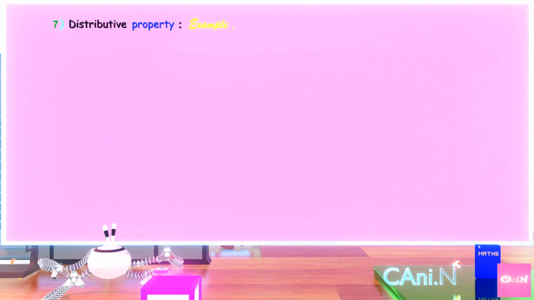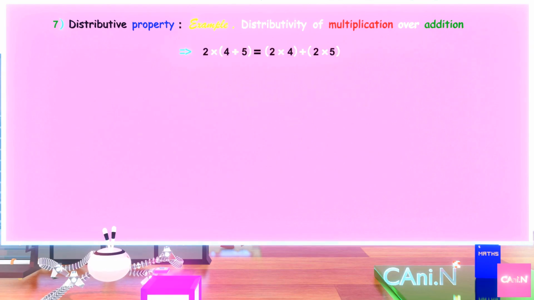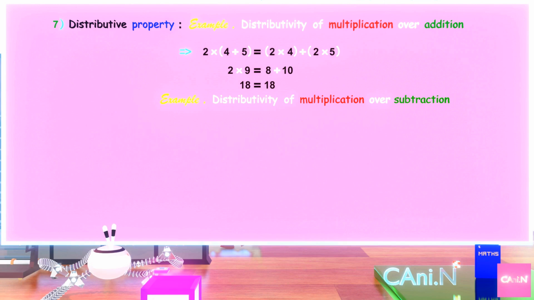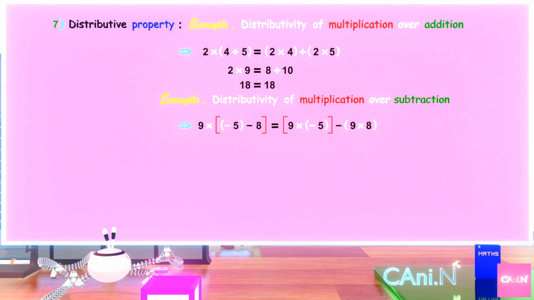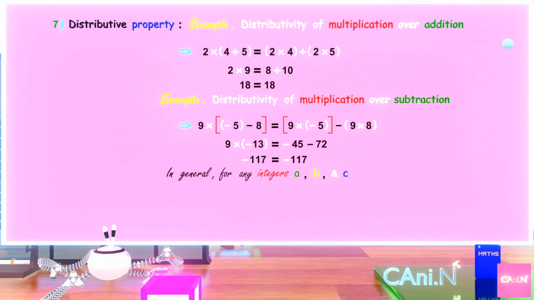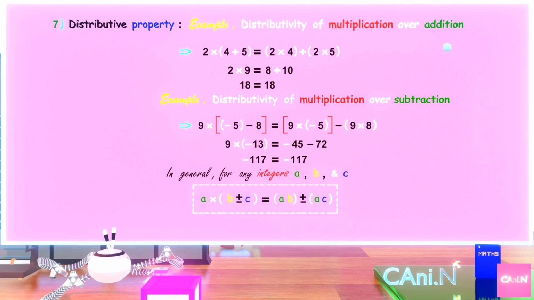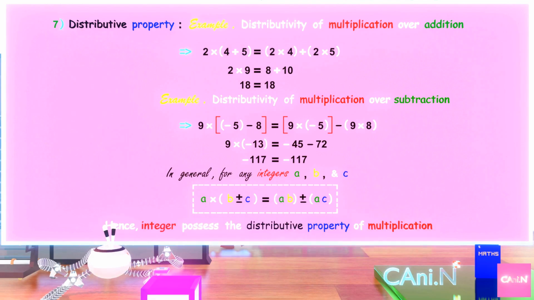Distributive property. Example: distributivity of multiplication over addition. 2 into (4 plus 5) equals 2 into 4 plus 2 into 5. 18 equals 18. Example: distributivity of multiplication over subtraction. 9 into (-5 minus 8) equals 9 into -5 minus 9 into 8. -117 equals -117. So in general, for any integers a, b, and c, a into (b plus or minus c) equals ab plus or minus ac. Hence, integers possess the distributive property of multiplication.